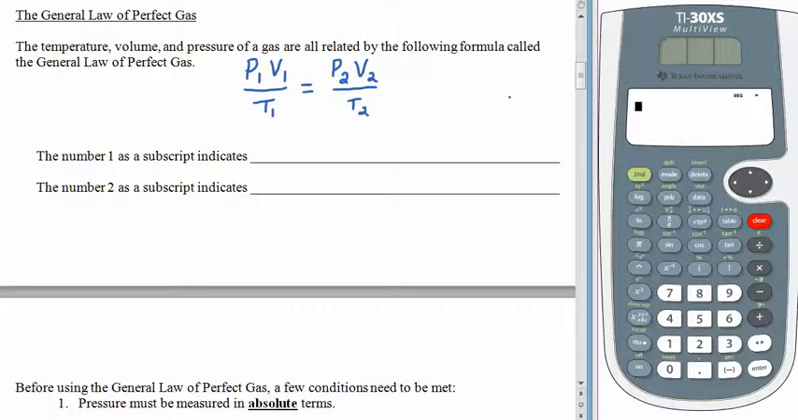So the first thing you might be wondering is, what are all these 1s and 2s? Whenever you have a 1 as a subscript, this talks about your beginning measurement. So P1 is the pressure the first time we measure it. V1 is the volume the first time we measure it. T1 is the temperature the first time we measure it. This is something that we call the initial condition, the beginning.